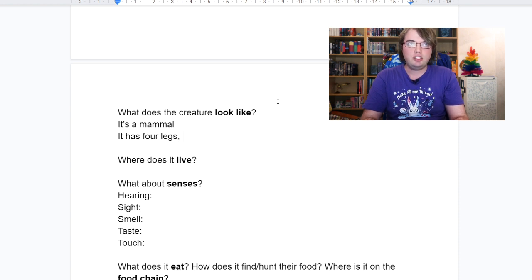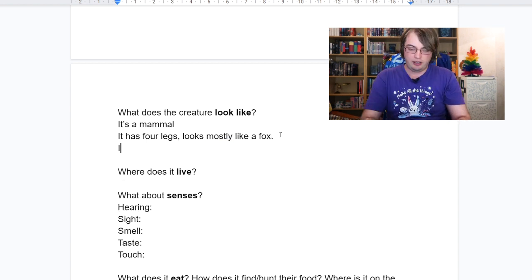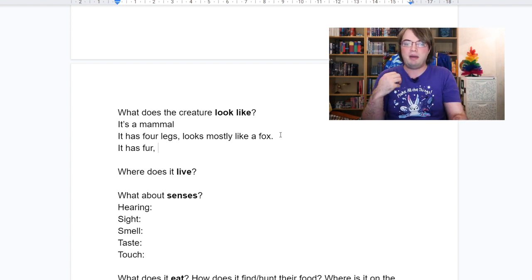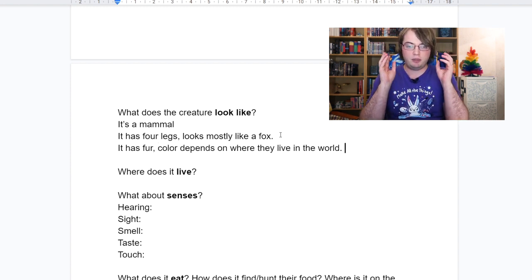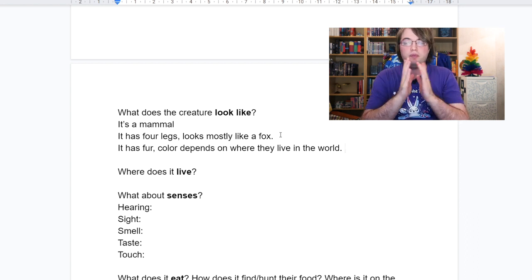Actually, it looks mostly like a fox. Mostly. And it has fur, and the color of the fur will depend on where they live in the world. It's the color that will make it blend in best with its surroundings. But the thing I'm taking from snakes is that this creature is venomous, it has fangs, and if it bites you, it will poison you.